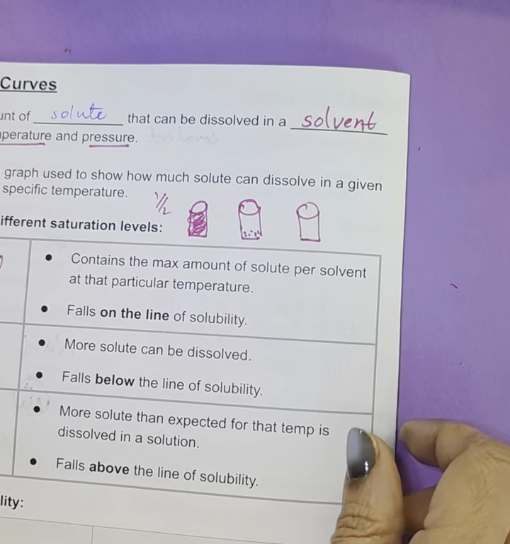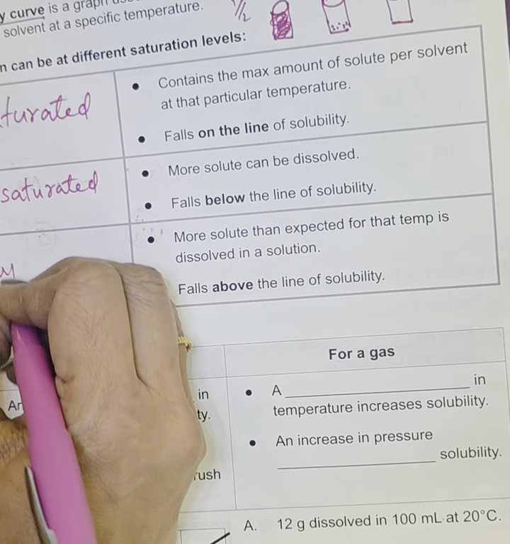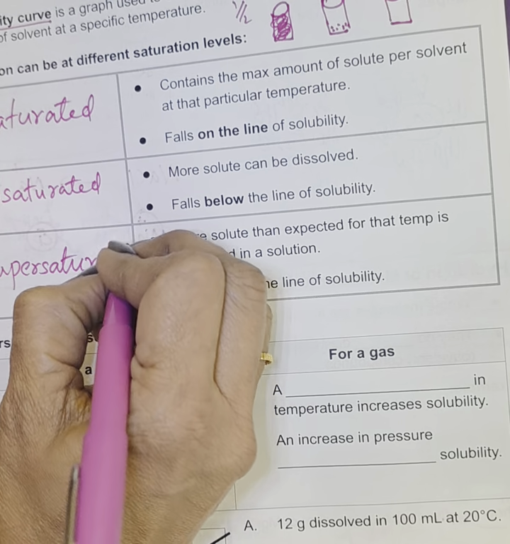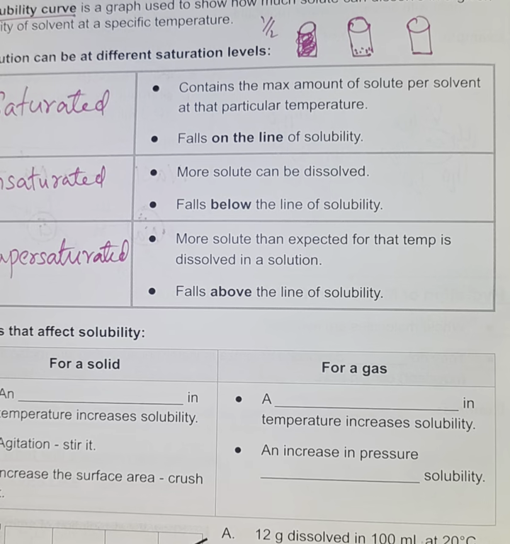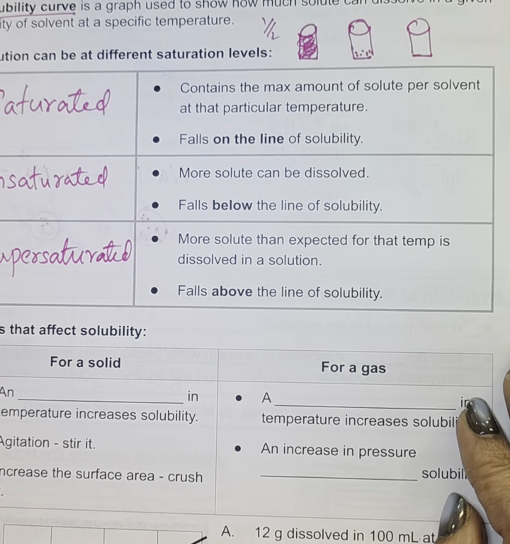Then you will get a solution that is highly unstable. That solution is called what? Supersaturated solution. So these 3 will be on your test as a definition question.